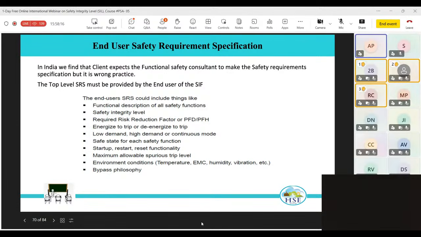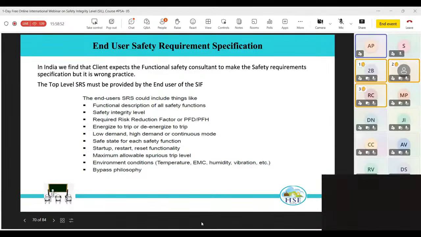In the functional description we need to elaborate that if this pressure goes high, then it should stop the flow, so that it doesn't over-pressurize the vessel. Another is the safety integrity level, whether we require SIL 2, SIL 1, like that. In this case, we have SIL 2, so we will write SIL 2. Now the required risk reduction factor or PFD, PFH, so that comes as 100.